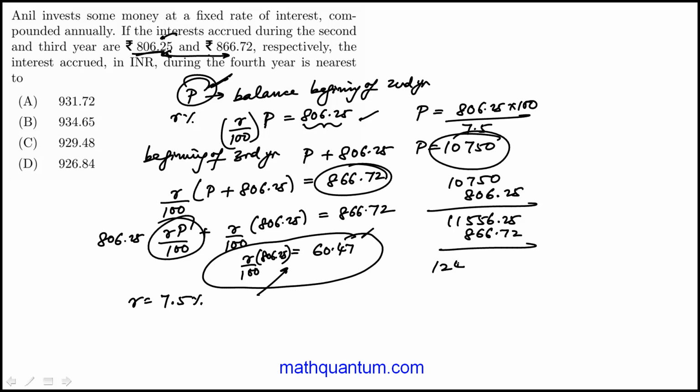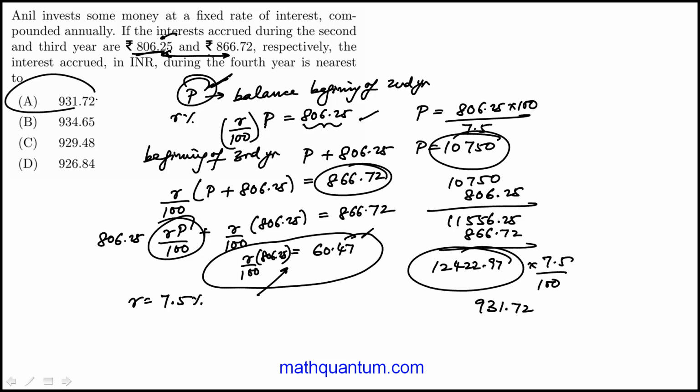So 12,422.97 is the balance at the beginning of the fourth year. So the interest you would earn would be 7.5% of that. And if I compute this, it turns out to be 931.72 rupees, which is choice A.